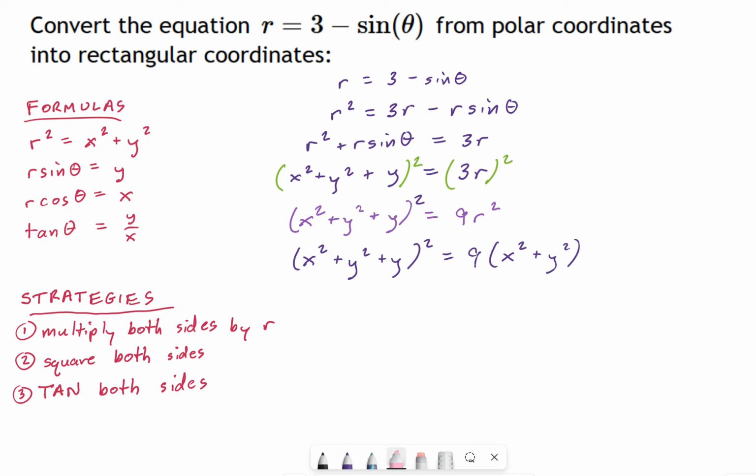Because if you think about what was asked, it said get it into rectangular coordinates. It did not say simplify it. Didn't say get y by itself on one side. I didn't have to solve. That would be really challenging. This is my answer. This is everything in terms of x's and y's.